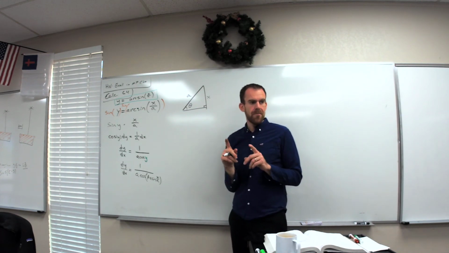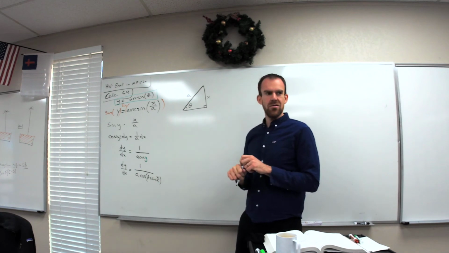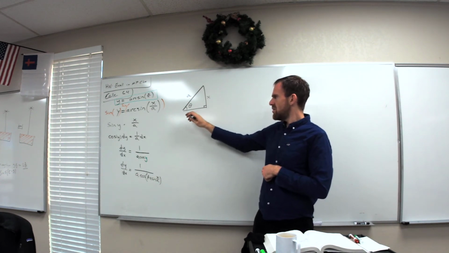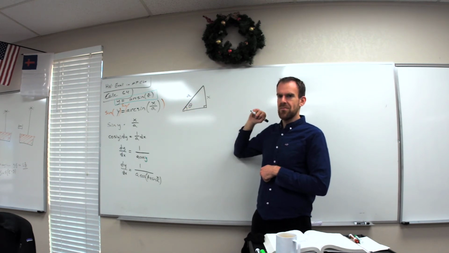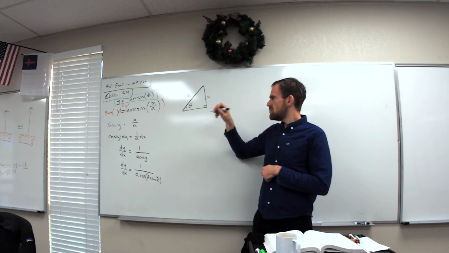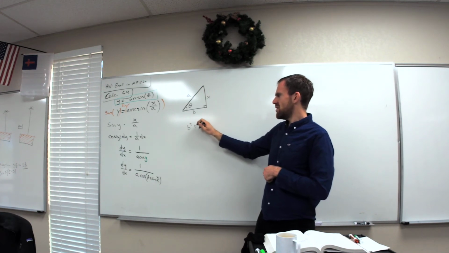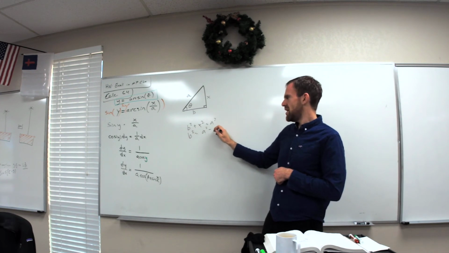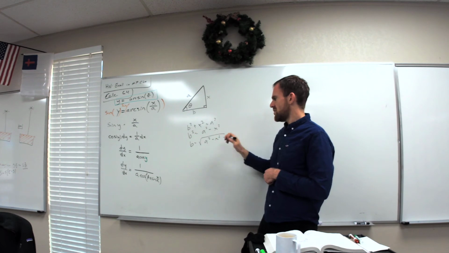So what do I do now? Well, I want cosine of this angle. Cosine requires the adjacent side, so I'm going to have to find the adjacent side. What is this side? Sure, let's call it b. So b squared plus x squared equals a squared. So b squared equals a squared minus x squared. b equals the square root of a squared minus x squared.